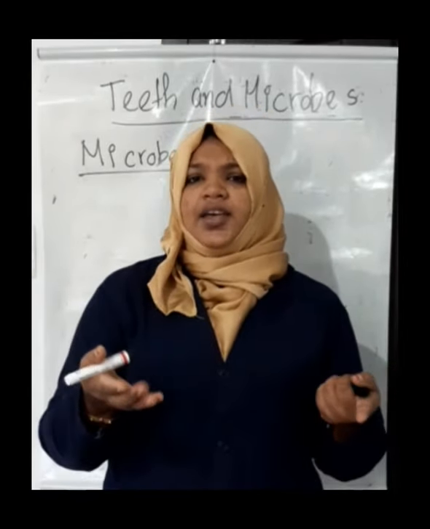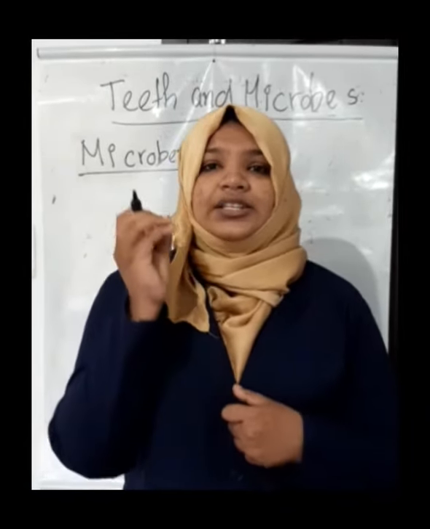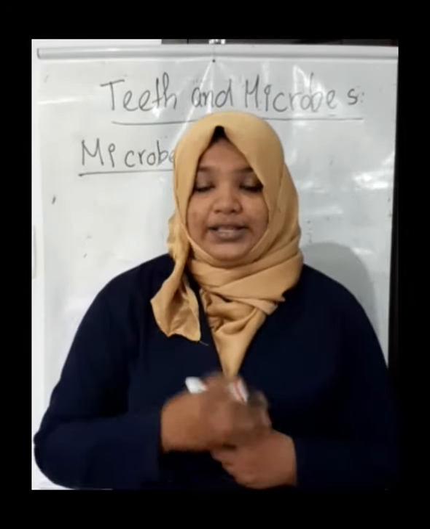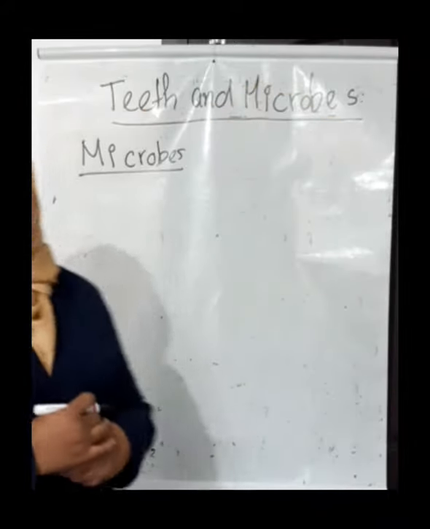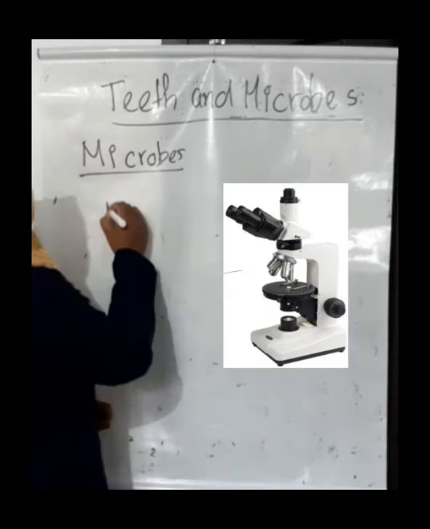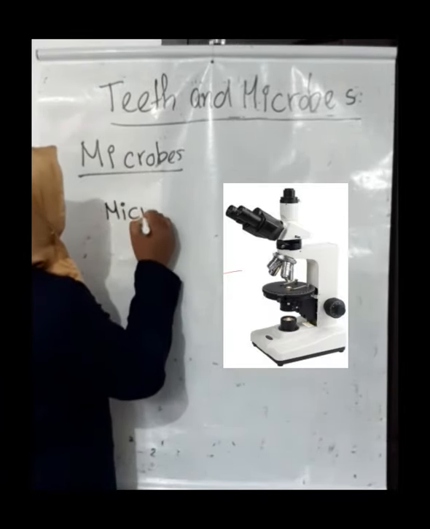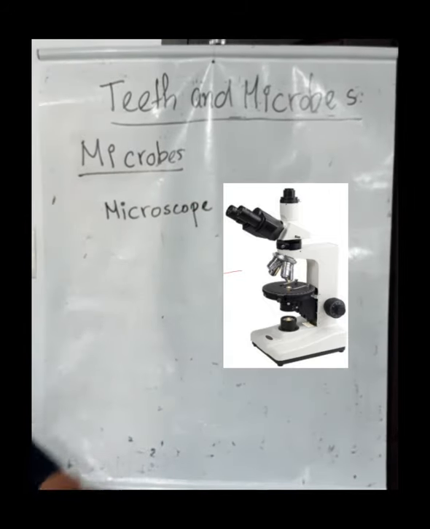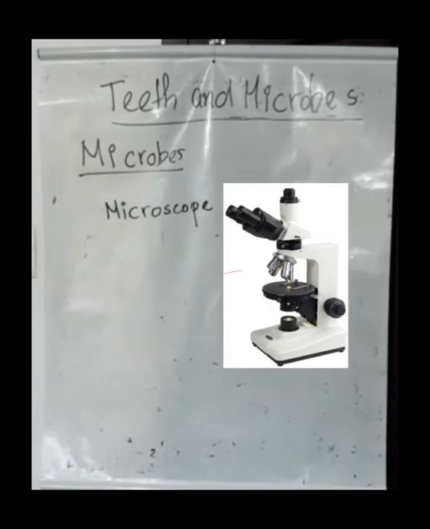Anyway, there is an instrument that can be used to view microbes and we call that a microscope. What is that instrument? Microscope. The microbes can be seen through an instrument called a microscope. Through a microscope we can see very small microbes also.